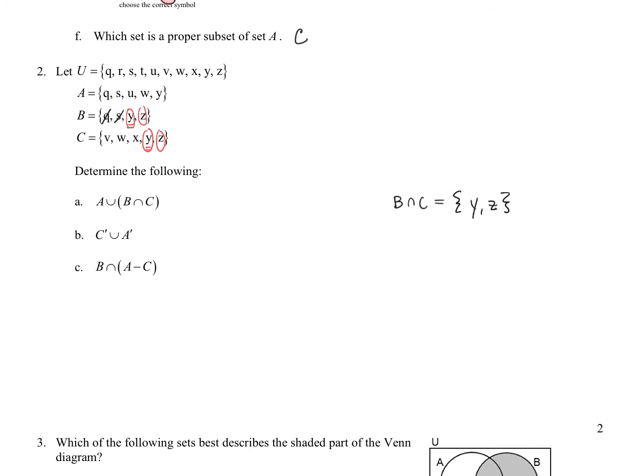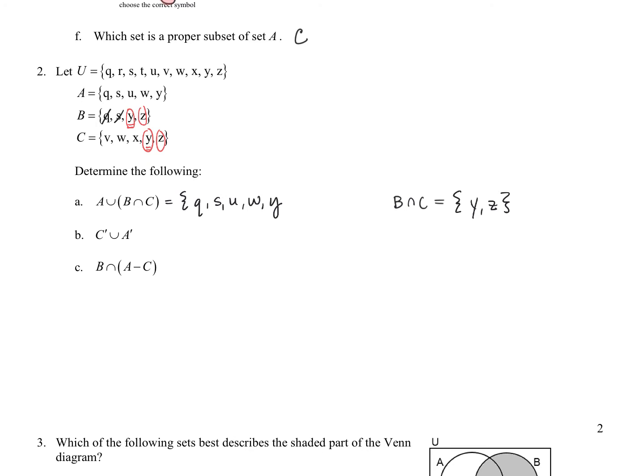Okay, so now we want to see A union that, right? A union what we just found. Remember, union means it's all of the stuff in either set. It's just combining it all together. So we will write down everything in A. So that's Q, S, U, W, Y.